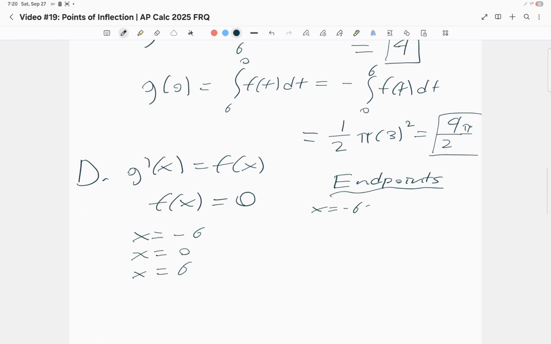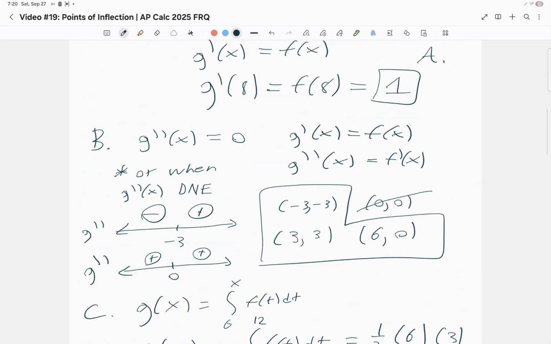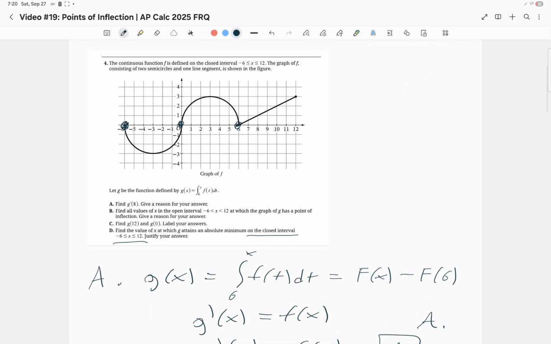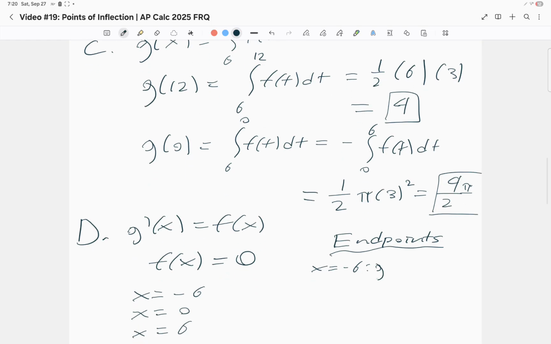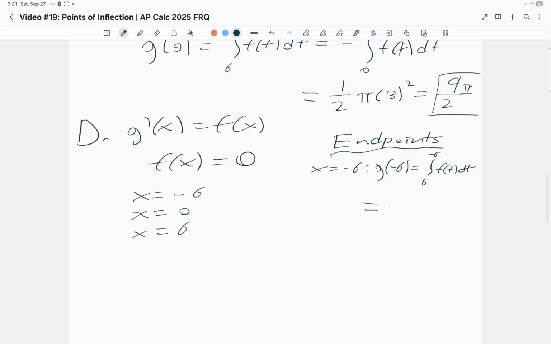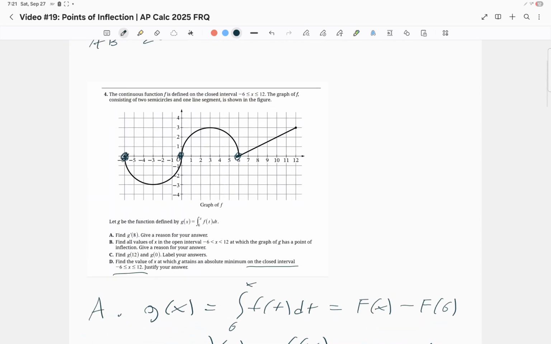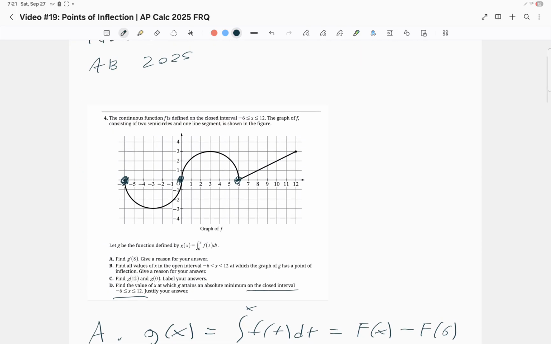So we'll test x equals -6 first, which will be the integral from 6 to -6 of f of t dt. That isn't that bad, because once again, if you recall, we can swap our limits. Now, stick with me here. What is the integral from -6 to 6?